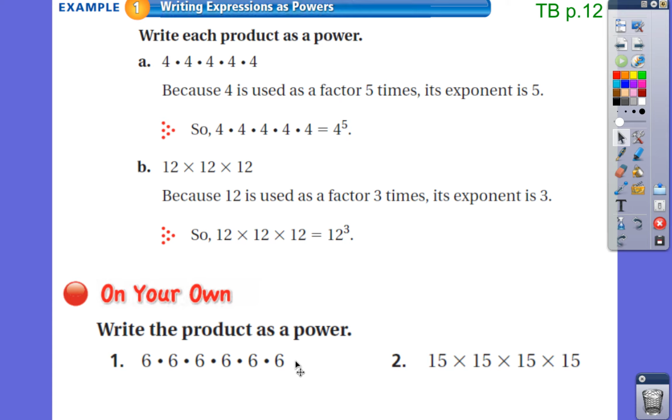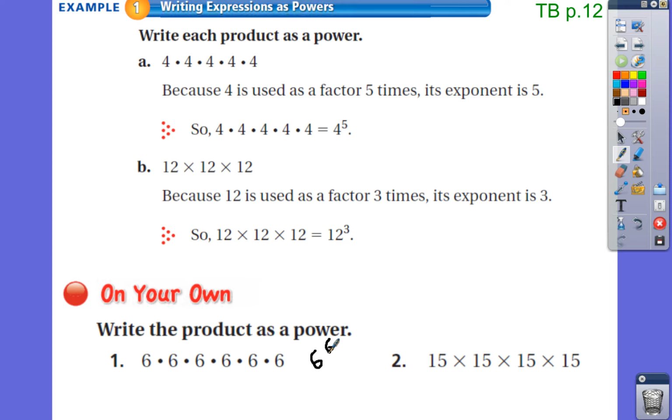Okay, when we take a look at problem 1, we can tell that 6 is the number getting multiplied, so it is our base number. And it is getting multiplied 6 times. So the answer to this problem is going to be 6 to the 6th power. 6 is the number getting multiplied, and it's getting multiplied 6 times.